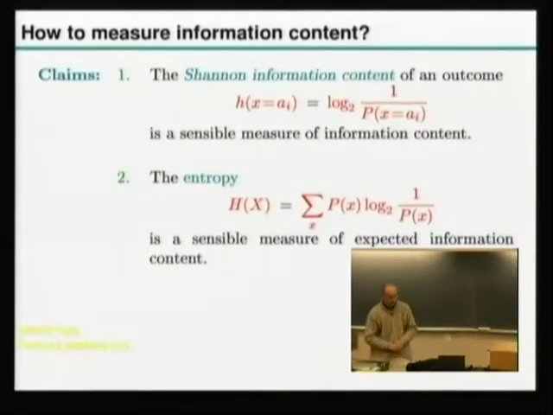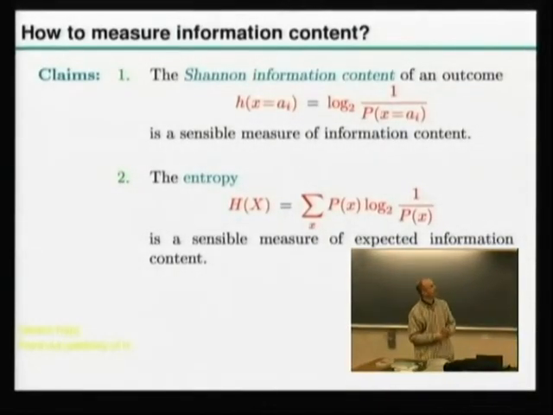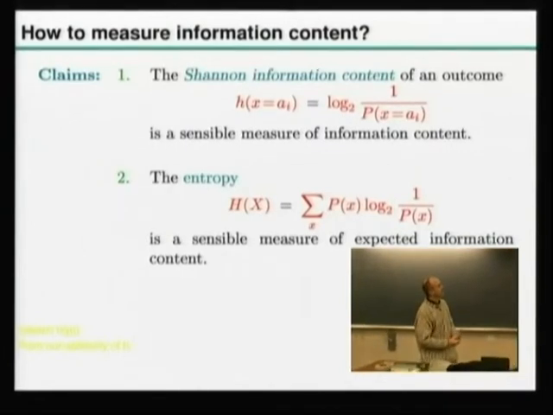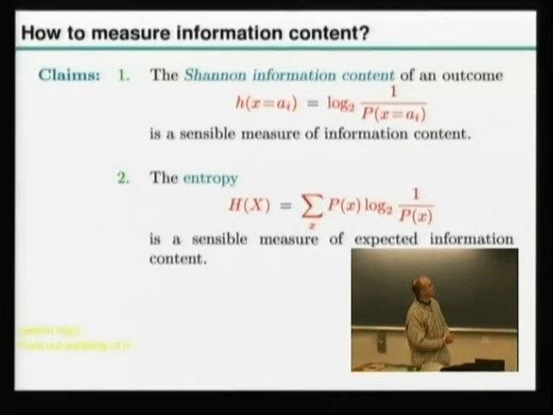The general claim is that the Shannon information content of an outcome is a sensible way to measure how much information that outcome gives you. And if you take the average of the Shannon information content, you get the entropy. And the second claim is that the entropy is a sensible measure of expected or average information content.